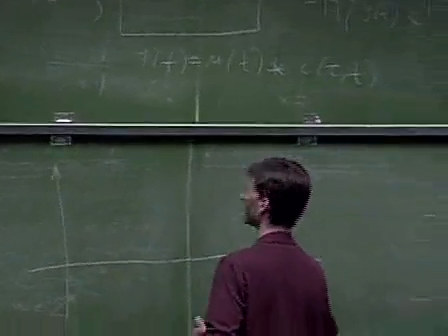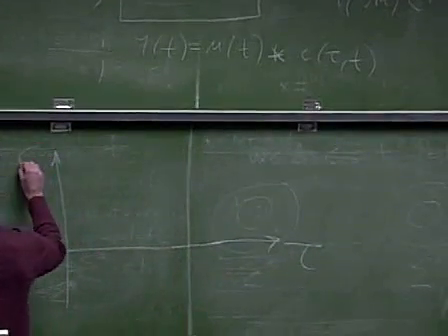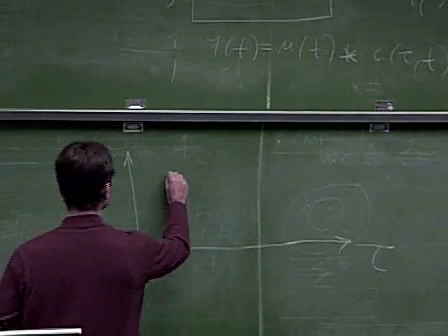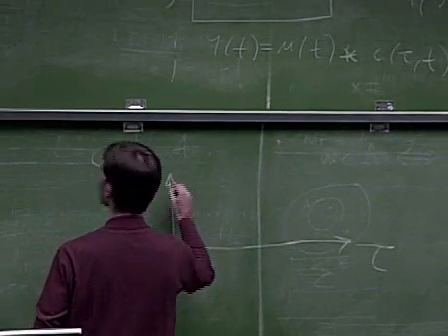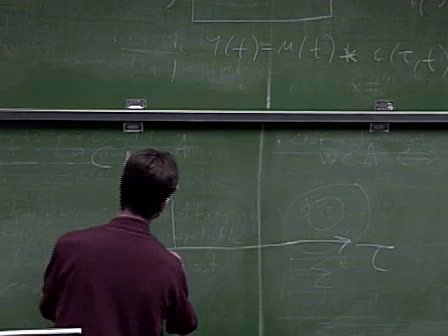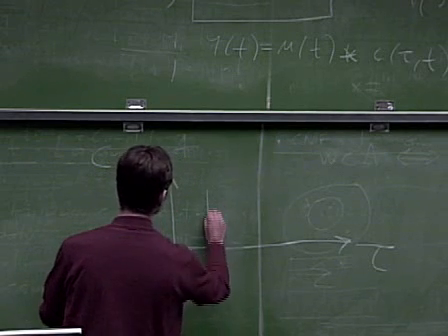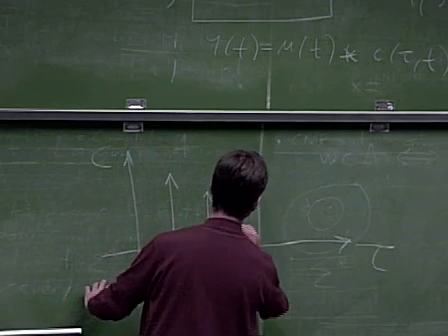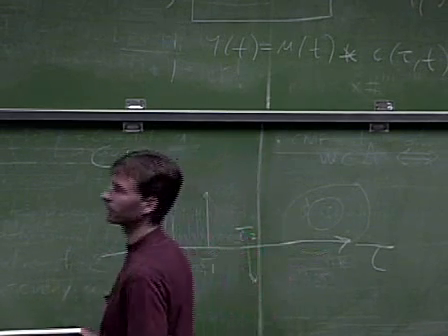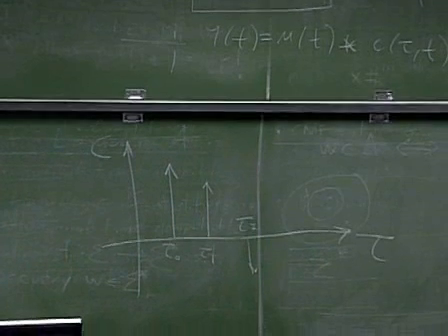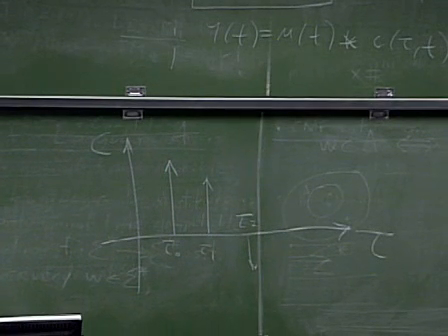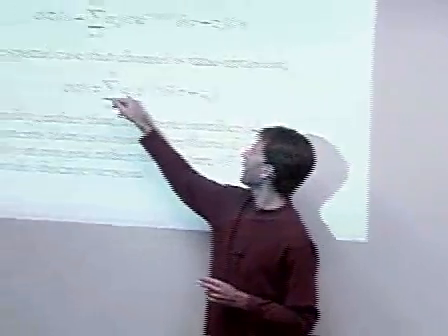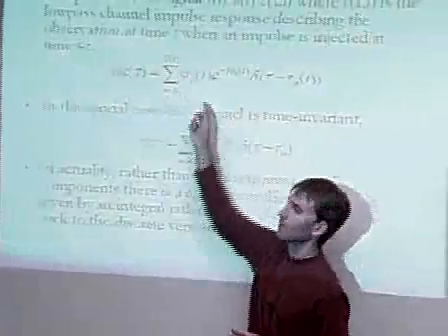So this axis is tau, and this is c. So we have an impulse response, a delta impulse at tau 0, another one at tau 1, another one at tau 2, up to tau n. Okay, so these are these impulses at each of these delays, and now each one is multiplied by an alpha, which is a function of time.